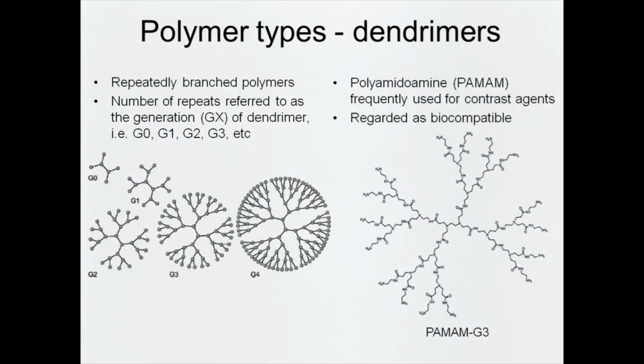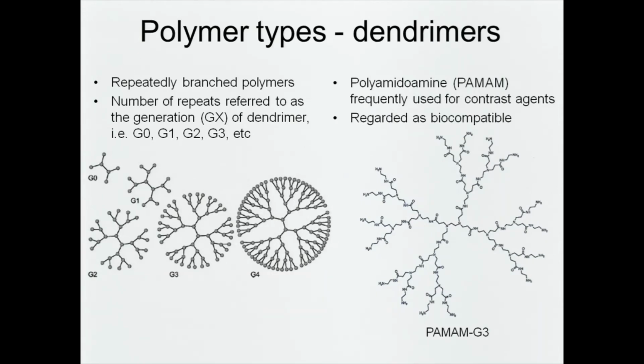Now, there's another polymer type, dendrimers, and they're a little bit similar to other polymers, but they have some unique features. They're repeatedly branched in a fixed pattern. The number of repeats is referred to as a generation, so G0, G1, G2, G3, and so on is demonstrated here. What's unique about them is the chemistry can be done that controls their molecular weight, so you can have a precise molecular weight with a polymer such as this. They're extremely defined compared to other polymers or other nanoparticles.